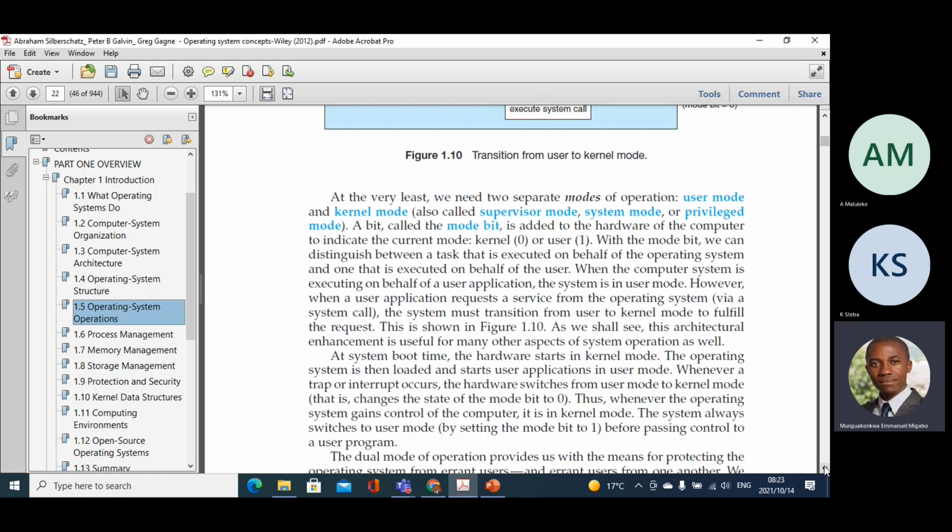So the CPU executes two types of instructions at the end of the day. There are system instructions, or kernel, in which case the CPU is said to be in kernel mode, and there are user instructions, in which case the CPU is said to be in user mode. But it can also transition from one to the other, especially when the user application process requests a service from the operating system.